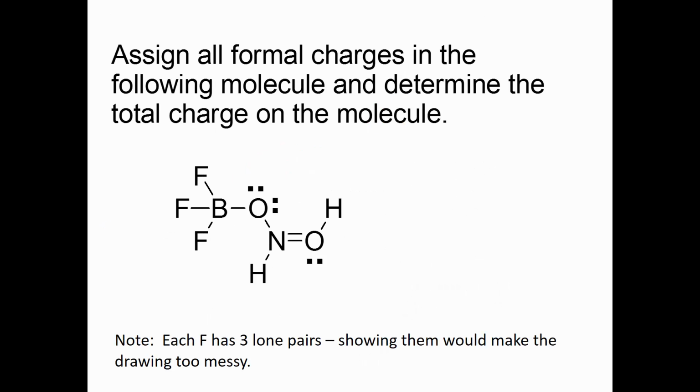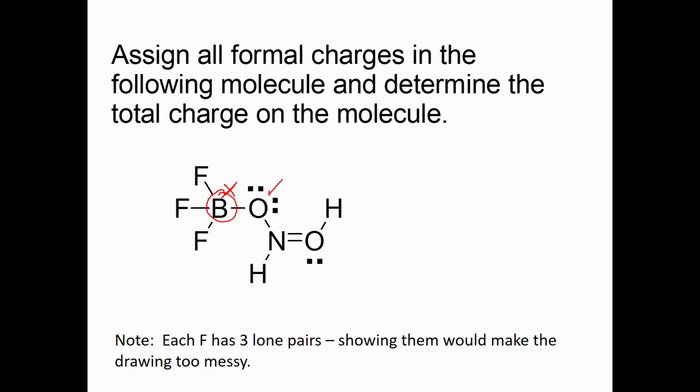Okay, let's do this one. Assign all formal charges in the following molecule and determine the formal total charge on the molecule. Each fluorine's got 3 lone pairs. We didn't show them. Showing them would make it too messy. So we know that we're not going to have to do a formal charge calculation at fluorine. This boron's not right. So we're going to have to do a formal charge calculation there.